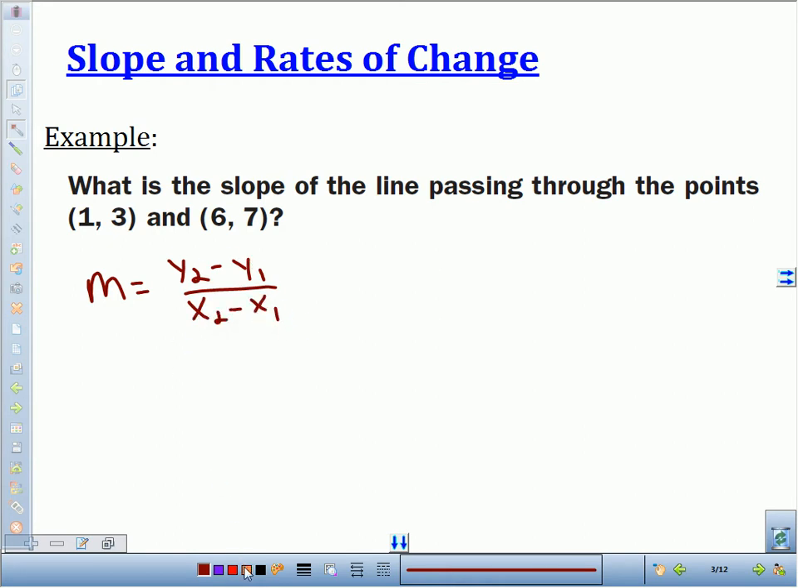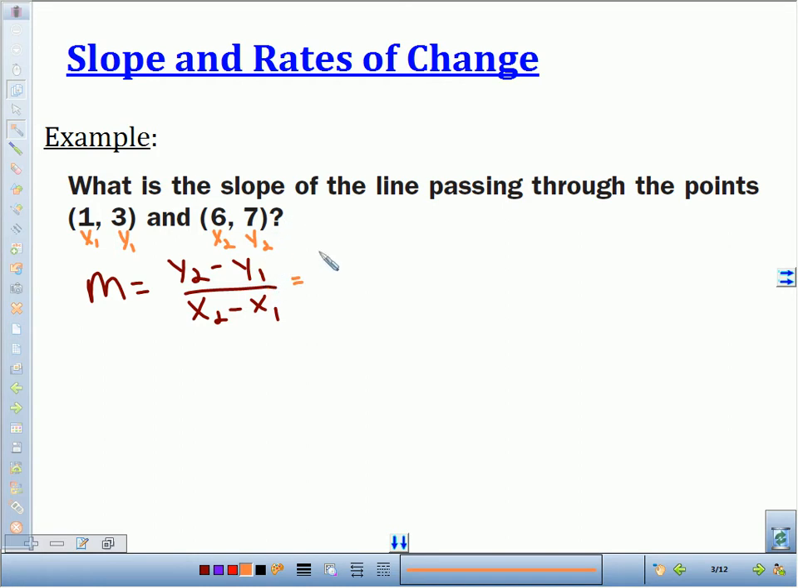Now the first step here would be to decide which point we want to have as x1, y1, and which point we want to have as x2, y2. It makes no difference which points we choose for what, as long as we're consistent about it. So, since (1, 3) comes first in our problem, I'm going to say that one is x1, y1. And since the point (6, 7) comes second, I'm going to say that one is x2, y2. It's always a good idea to define the points and label each of the x's and y's. That way, when we're actually plugging values into our formula, it's a little more straightforward and we don't have to guess as much.